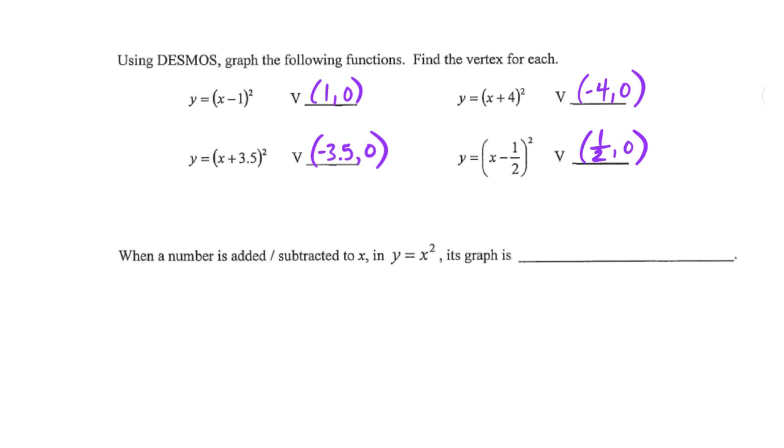Okay. I'm hoping we can see what has now happened. We are adding or subtracting to x. Notice we are affecting our x now before we square it. So if you scan back up, you'll notice we went through and we subtracted 1 from x. We added 4 to x. We added 3.5. We subtracted 1/2. We are affecting x now. That had a different effect.